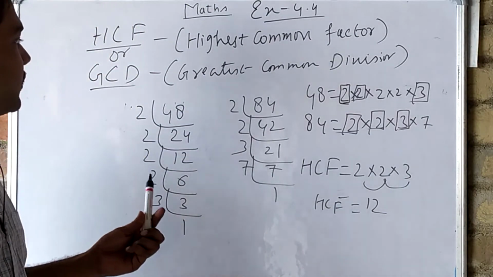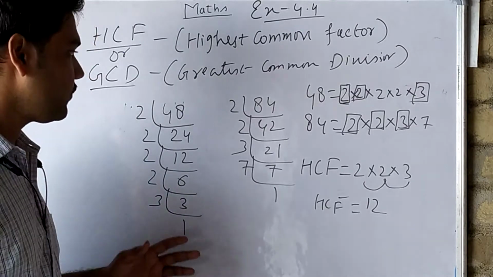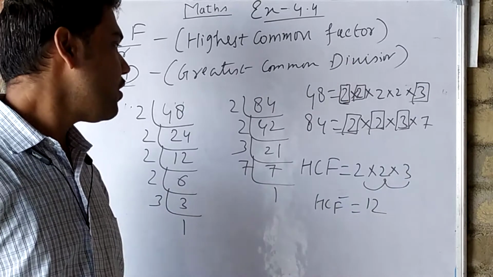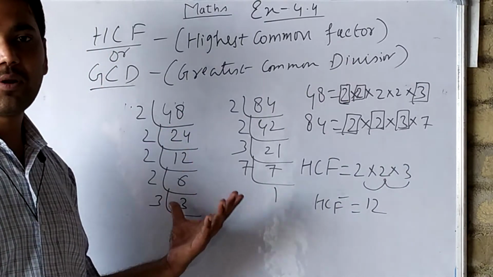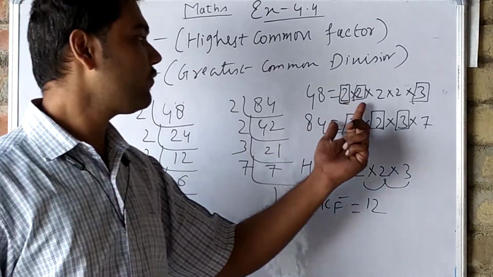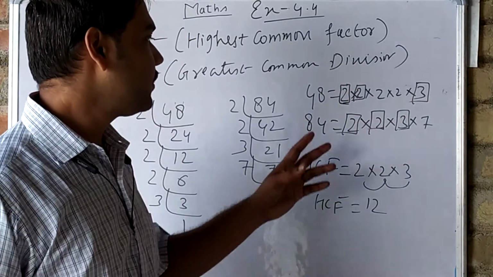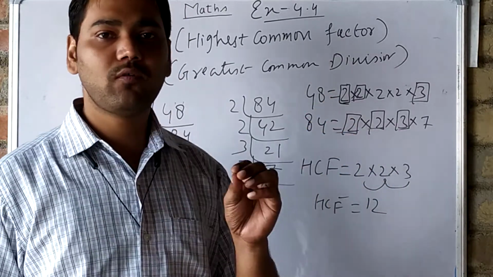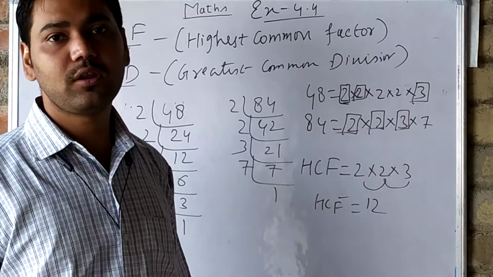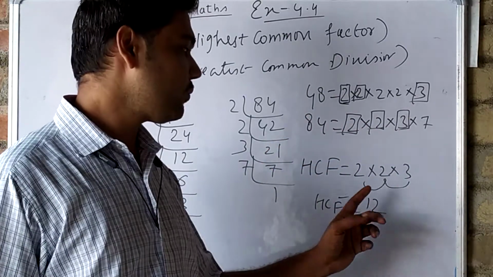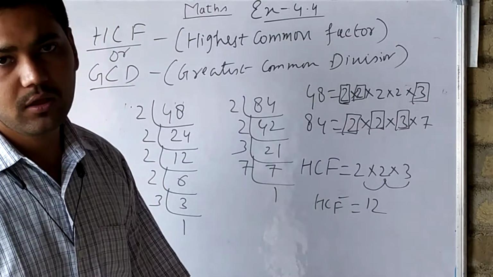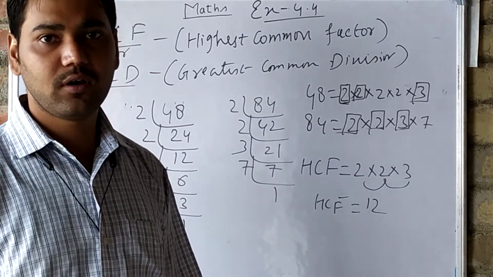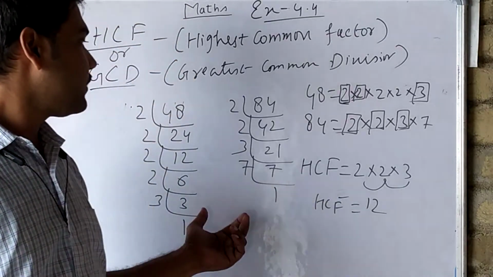So this method is known as the prime factorization method. By prime factorization, we have first found the factors in prime numbers. Then we see the common values which are in both 48 and 84, we write them here, and we multiply those values and we get the HCF. These are the two methods by which we can find HCF. Understand? So now I think it is very clear.